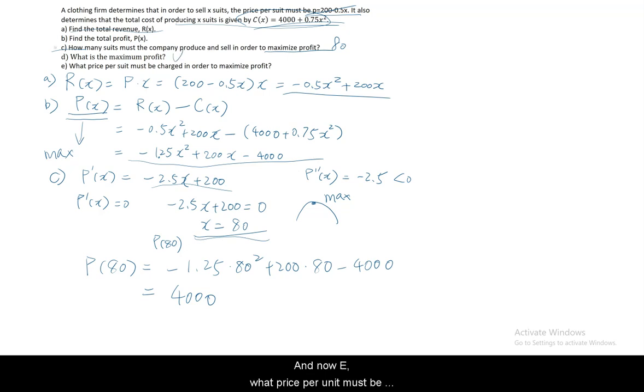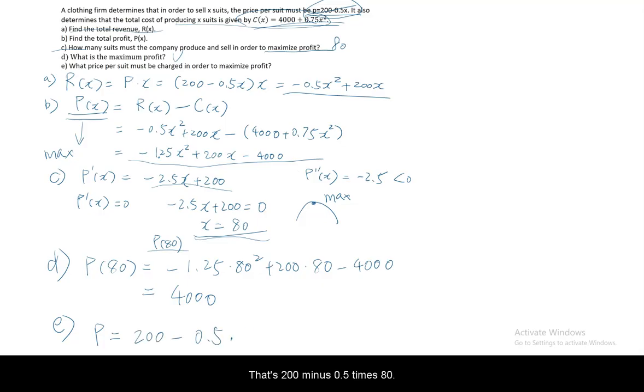That's part D. And now E. What price per unit must be charged in order to maximize profit? So when x is equal to 80, you will have the maximum profit. You will just plug it into the P equation. That's 200 minus 0.5 times 80. So that is 200 minus 40, 160. You need to charge $160 per unit in order to have the maximum profit.